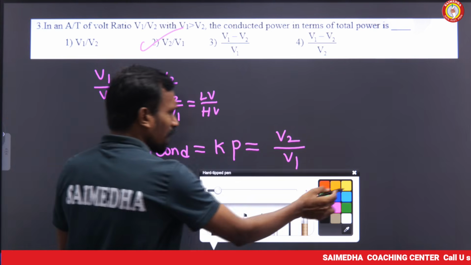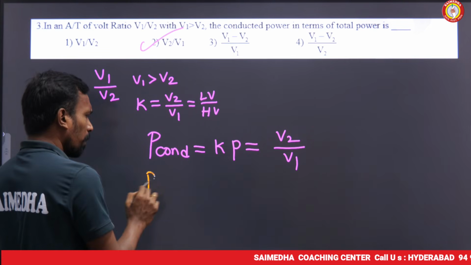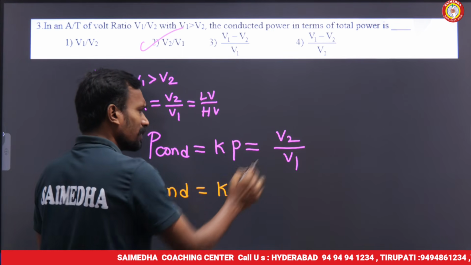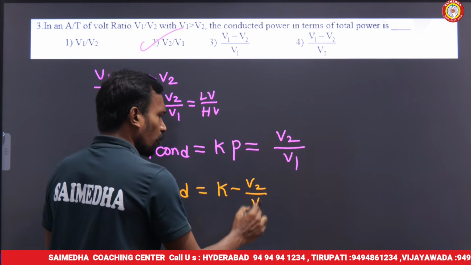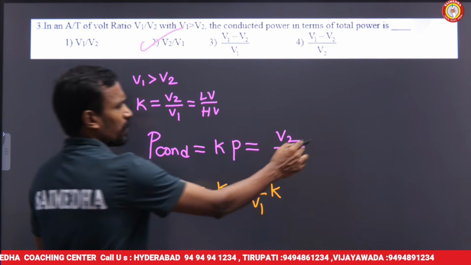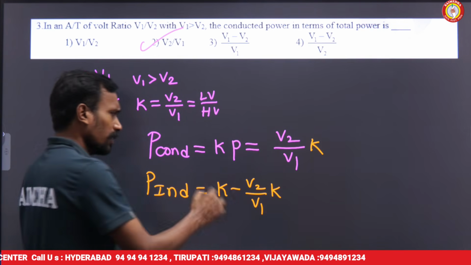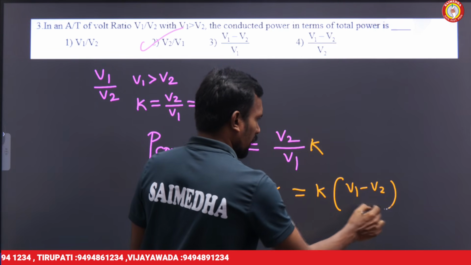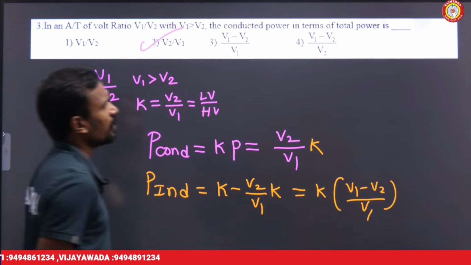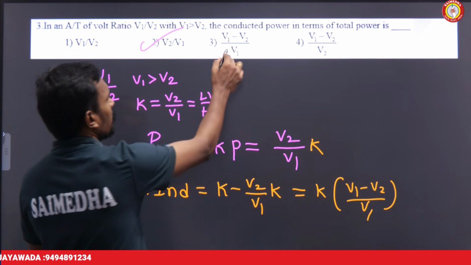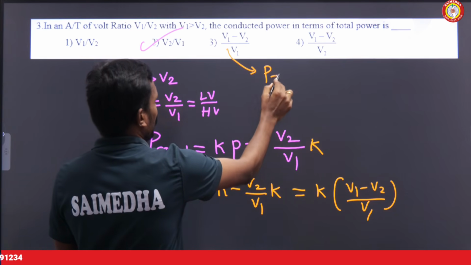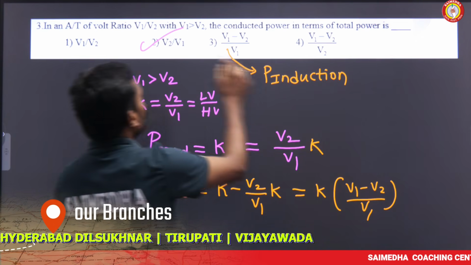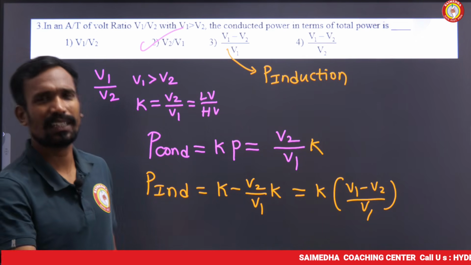If they want power transfer due to induction, it is equal to total power minus conductive power. If you take K common, it becomes (V1 minus V2) by V1 times the total power. This is power transfer due to induction, and the earlier one is power transfer due to conduction.